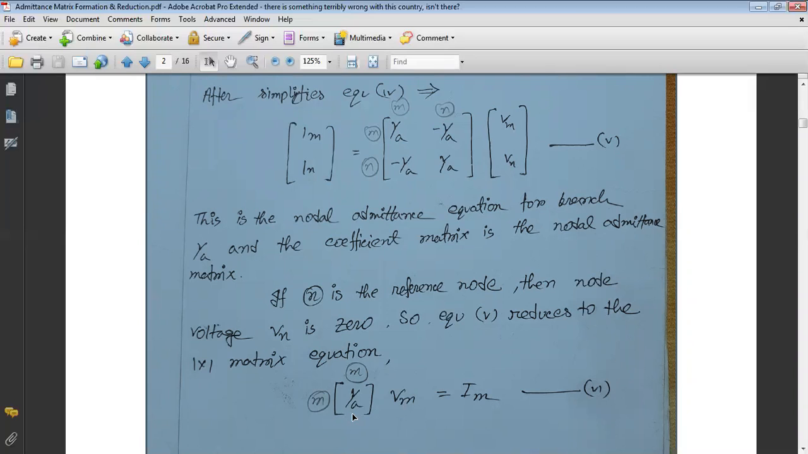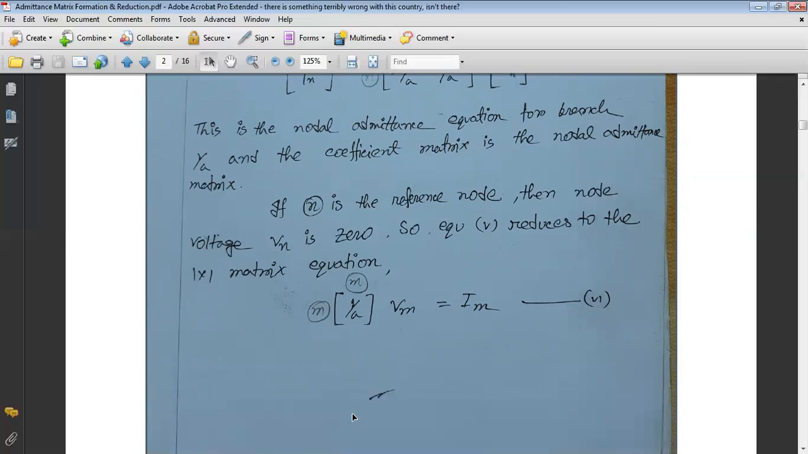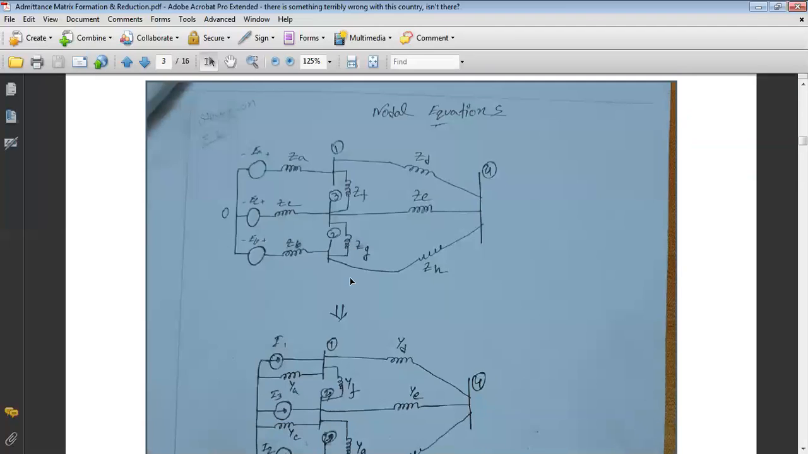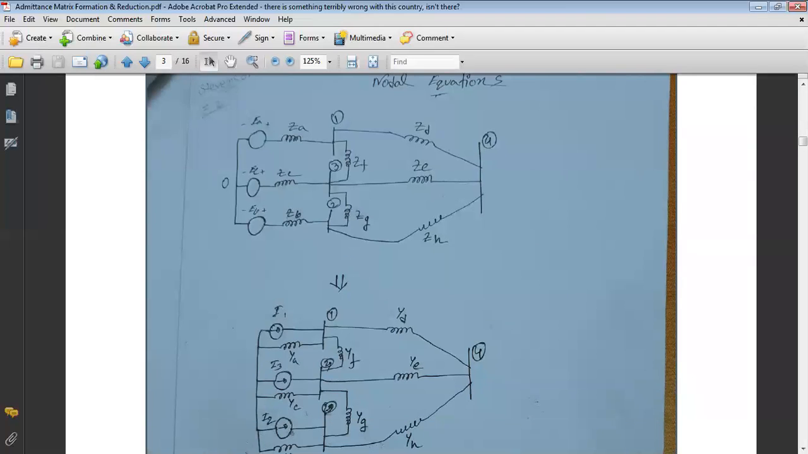So this is the nodal equation for a simple series circuit, or a simple two bus network. That is, one is the reference and the other one is the main bus. Now let us consider the nodal equation for a little bit larger network than the previous one.